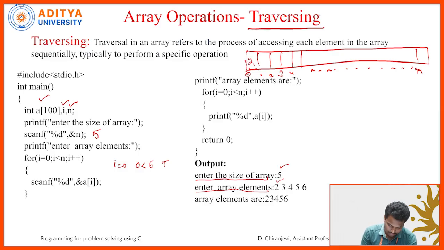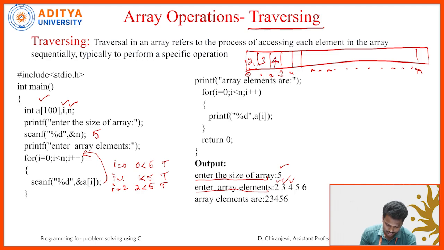After that the i value will be updated. Now, i plus plus, i is 1, 1 less than 5, this is true. Now, again the user is reading the index 1 value, array of 1. The user gave 3, so 3 will be at index 1. After that again the i value will be updated, i is 2, 2 less than 5, that is true. Now, the user is giving the index 2 value, that is 4. 4 will be stored at index 2.